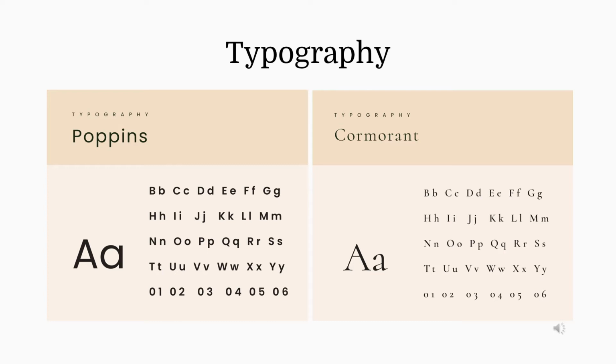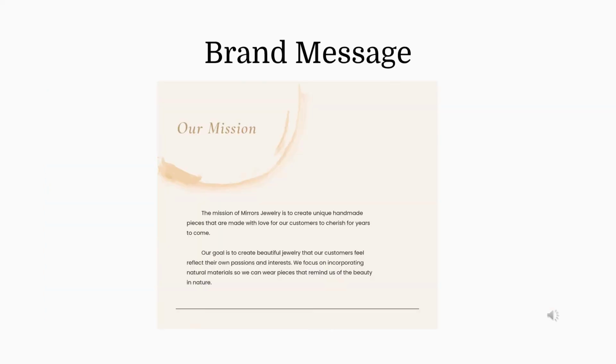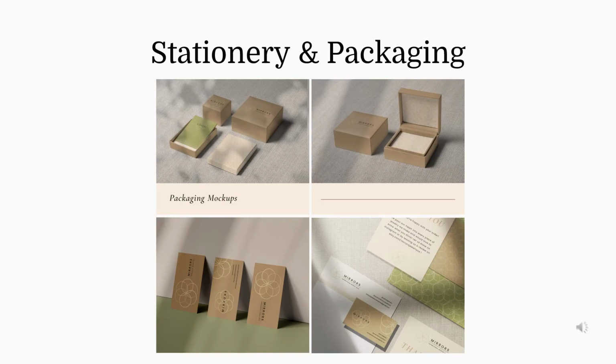In addition to color, a great brand identity system needs an equally strong combination of typefaces. A brand message is an easy-to-understand communication that tells the story of the brand. Then stationery and packaging should pull all these elements together to create a consistent look.